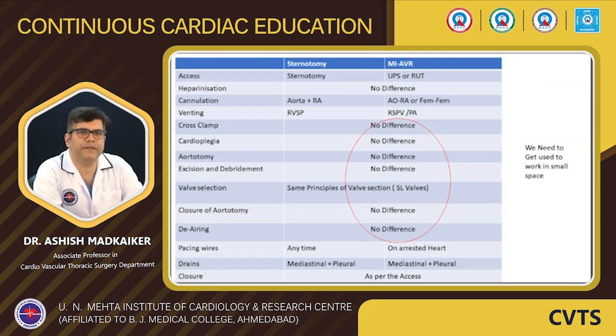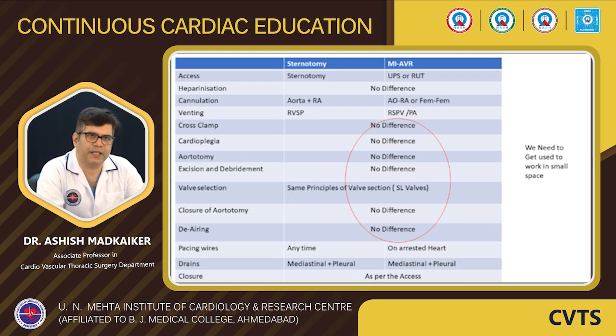So if we see, the major difference between a sternotomy and minimally invasive AVR is access. Obviously it is sternotomy here, and here it is upper partial sternotomy. The common techniques that we will use for minimally invasive aortic replacements are a right upper thoracotomy and upper partial sternotomy. There is no difference between heparinization. Yes, cannulation, there is a different strategy.